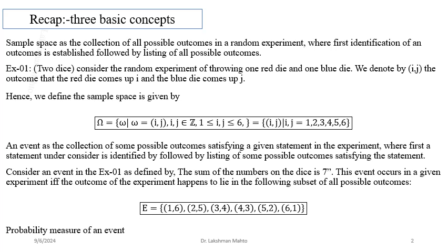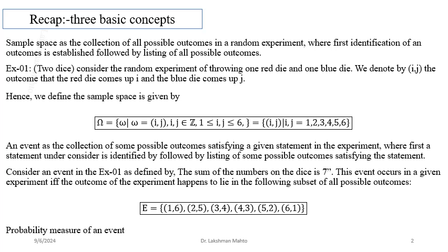If you are simply tossing a coin, head or tail. If you are throwing a dice, 1, 2, 3, 4, 5, 6. If you are throwing two dice together, then ordered pair (i, j), i varies from 1 to 6, j varies from 1 to 6. In total, 36 outcomes are possible. So you need to know all possible outcomes if you are willing to model it probabilistically. That same two dice throw example we had already discussed in the last class, and these are the collection of all possible outcomes. That's why we denote it by omega, the sample space.